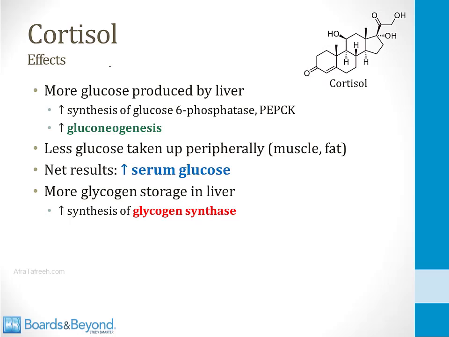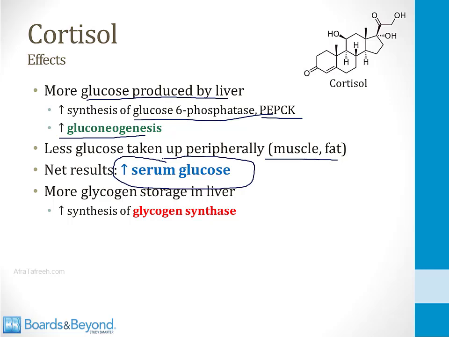Cortisol has a number of effects on glucose. First of all, it leads to more glucose production in the liver. It increases the synthesis of enzymes like glucose 6-phosphatase and PepCK, and this increases the rate of gluconeogenesis. In addition, cortisol leads to less glucose uptake peripherally by muscle and fat. The net effect of both of these things is to increase the serum glucose concentration, and this fits with cortisol's role as a stress hormone. You want more glucose in the plasma to be available as fuel in times of stress.